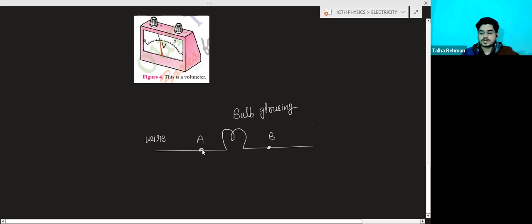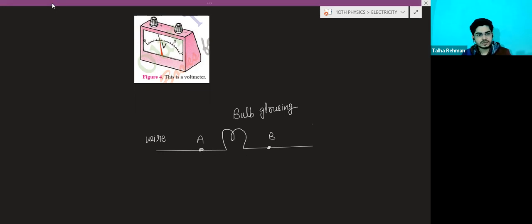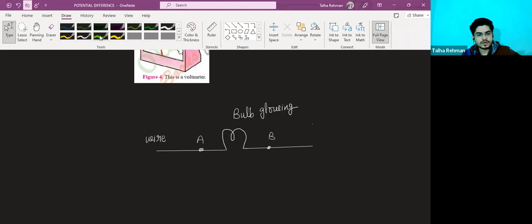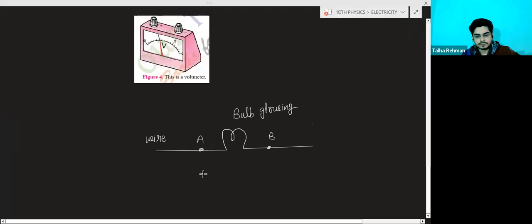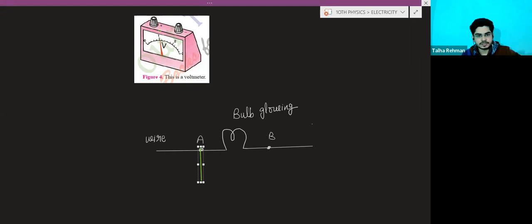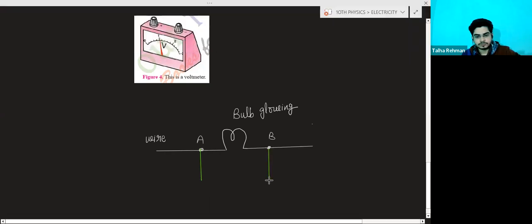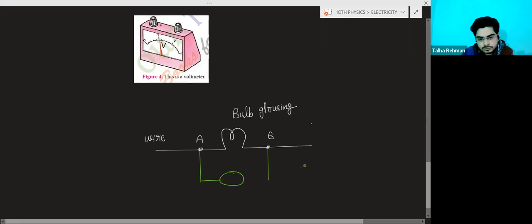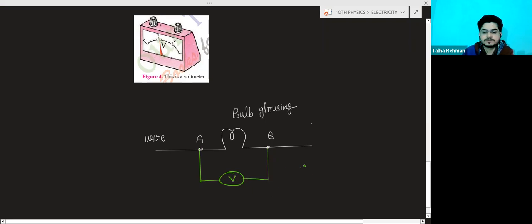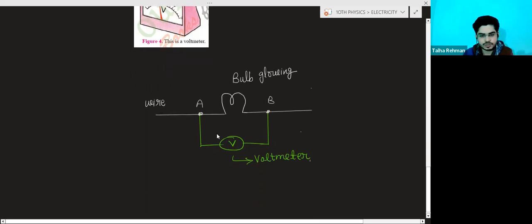You want to measure the potential difference across this bulb, or between point A and B. Then what will you do? You will connect a voltmeter like this. Basically, this connection is known as the parallel connection. We will discuss this when we discuss series and parallel combinations. So remember, the voltmeter is connected in parallel.